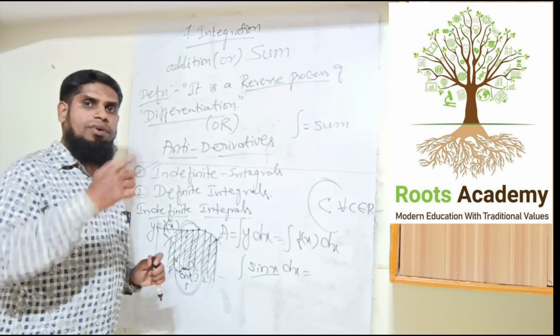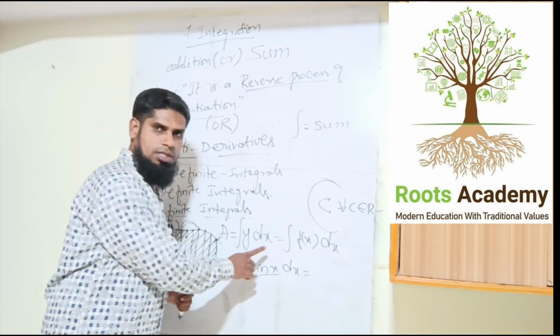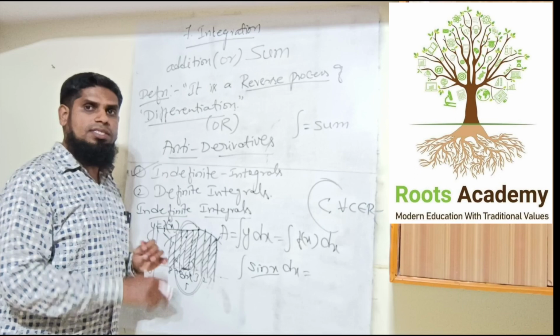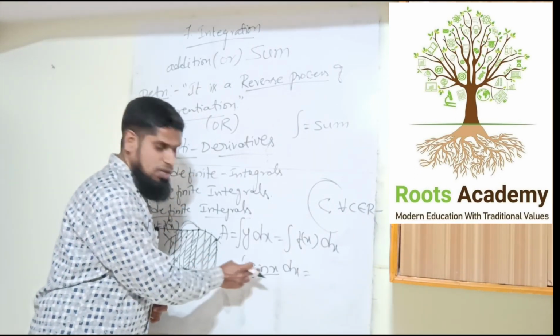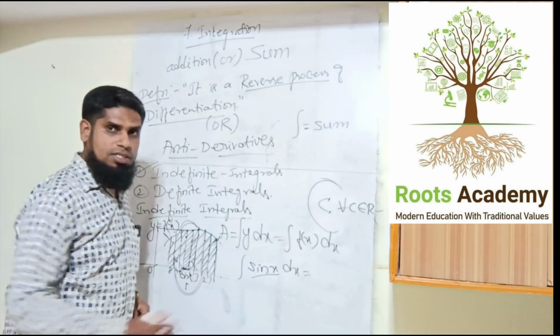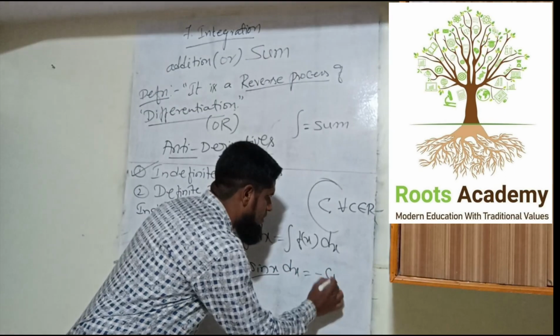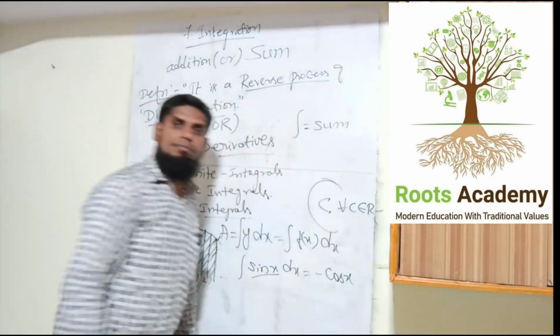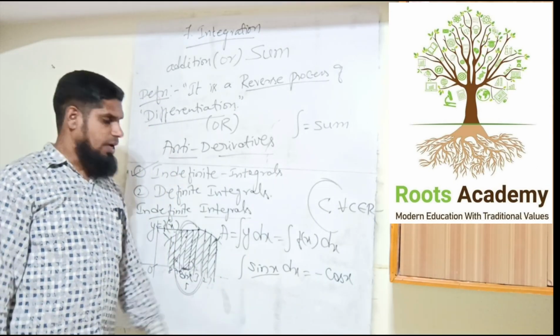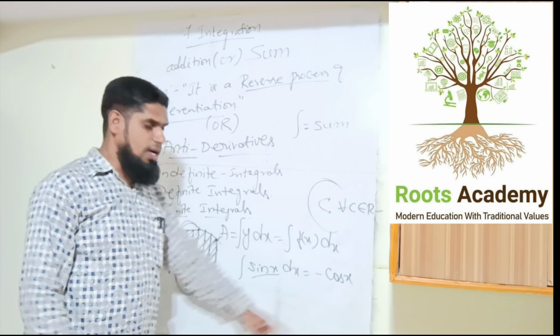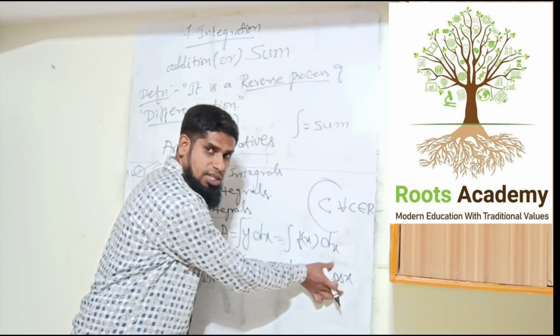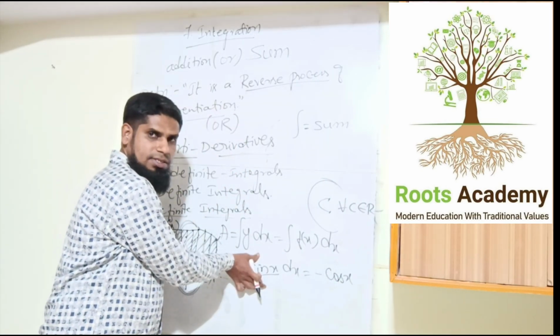We know that the derivative of sin is cos, and the derivative of cos is minus sin x. Since we are taking integration of sin x, its answer should be minus cos x. Minus cos x, because sin x and its integration is minus cos x, because if I differentiate this, I should get this as the answer.